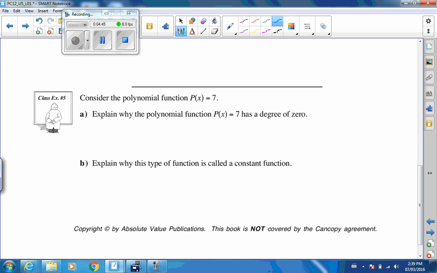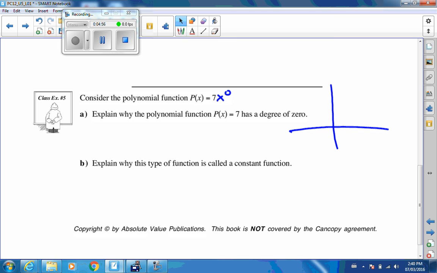This thing has a degree of 0 because it would be like 7x to the 0th. And it's called a constant function because it's just y = 7. It's just a line like that. It just is constant.